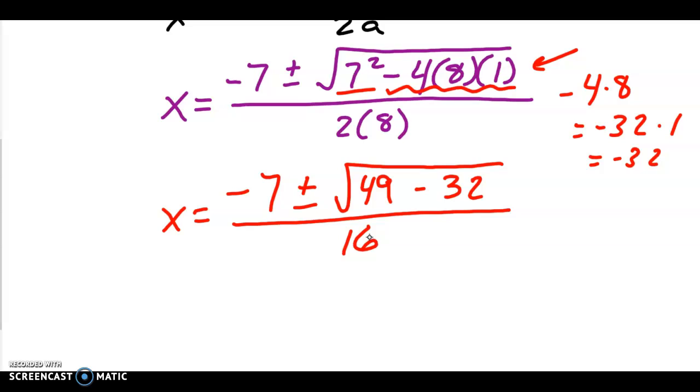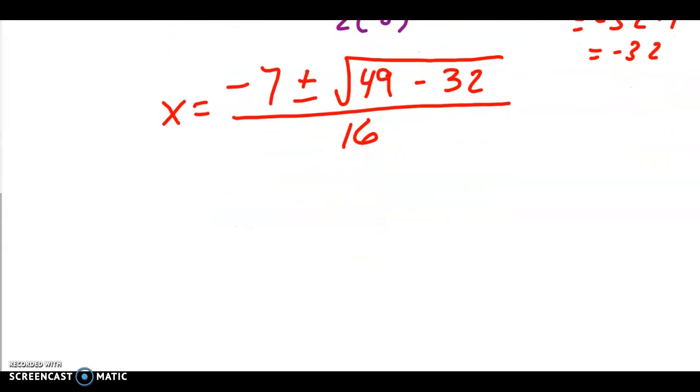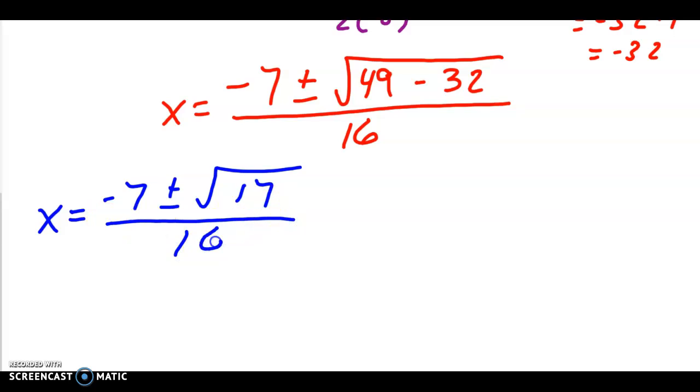The only things I did there were the 2a on the bottom, which I multiplied out, and I took care of the two separate multiplication pieces inside the square root. So we continue to go down. Now I'm going to simplify that square root all the way. So x equals negative 7 plus or minus the square root of 17, since 49 minus 32 is 17, all over 16.